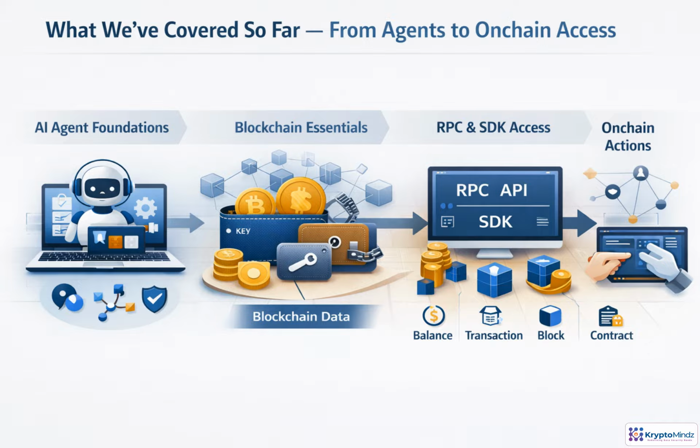So far, we've moved from agent basics into blockchain essentials, wallets, keys, and signing. Now we add the data access layer, so an agent can check balances, transactions, blocks, and contract state before deciding what to do.